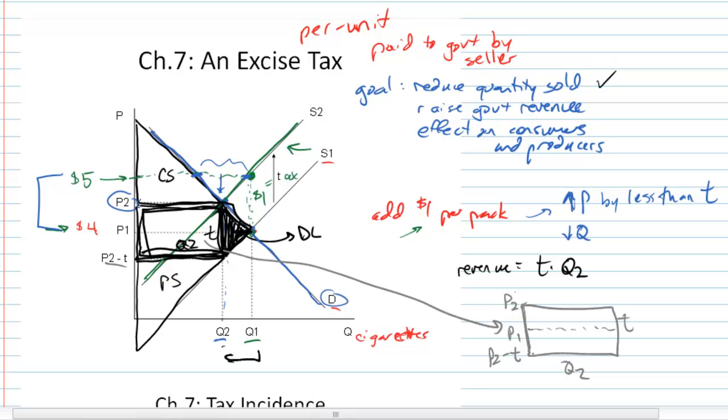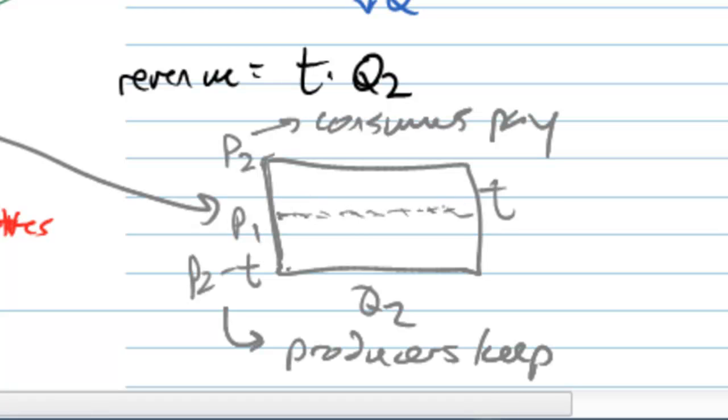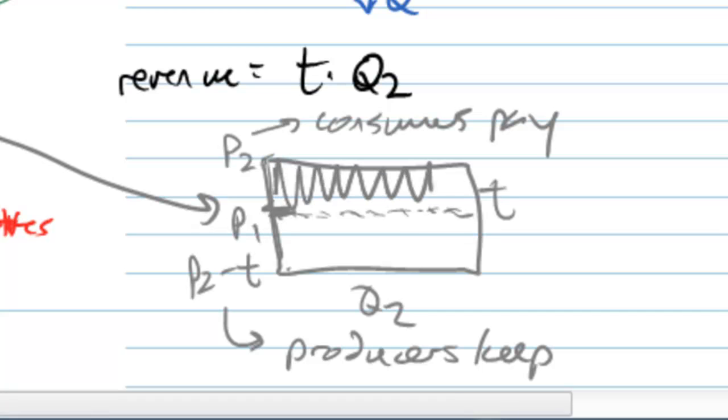I'm going to call this P2, this is the price that consumers pay. And P2 minus T is the price that producers get to keep because they're sending off T in tax to the government. They don't get to keep that part of it. Okay, so out of this government revenue, consumers are paying this much more, the difference between P2 and P1 in taxes, times the quantity that they're paying, this Q2.